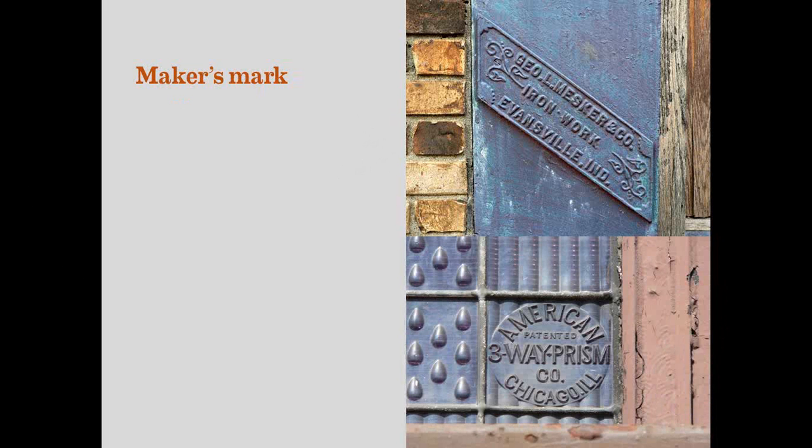So cast iron column bases, whether they're affixed or cast into the columns, sills, and thresholds, are all potential places for maker's marks. Prism glass transoms are other places where we can find a maker's mark, and most windows have one tile per window that has the company name.